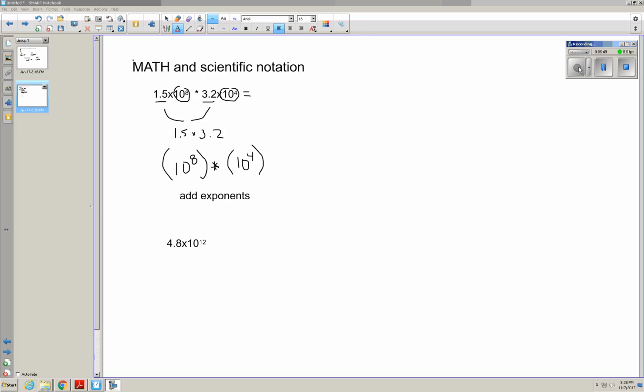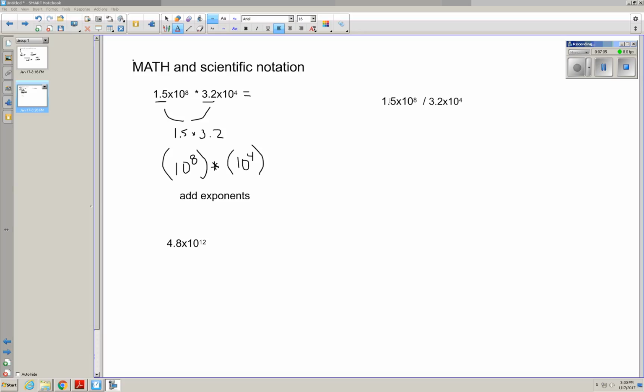Okay, so a quick way to solve this problem, just by multiplying the numbers out in front, and then by adding the exponents, you get 4.8 times 10 to the 12. And this works every single time. Remember, if you're dividing the exponents, then you actually subtract. So let me give you an example like that.